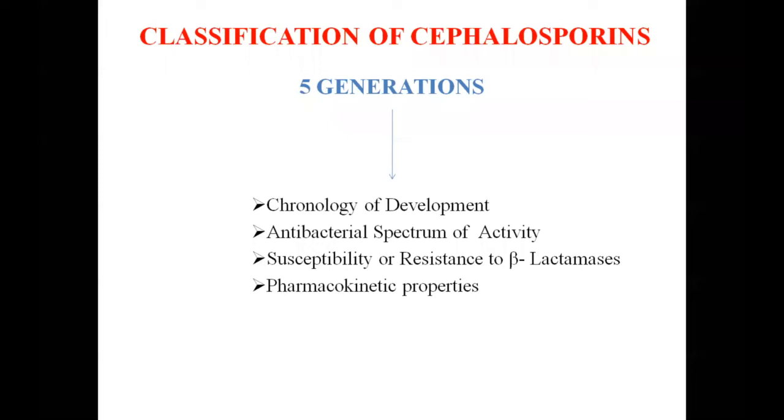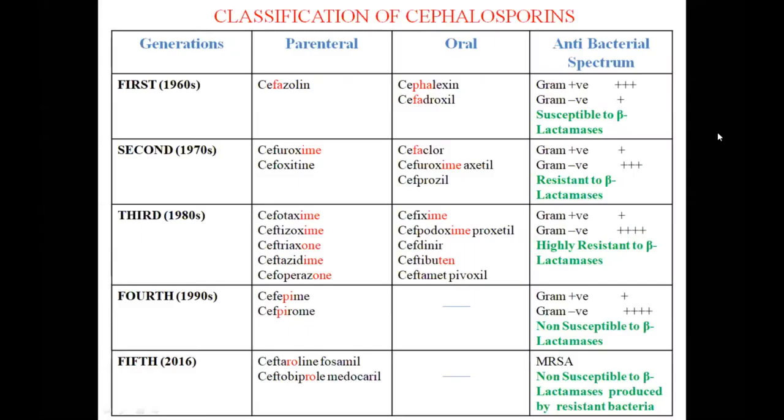Also, some of the cephalosporins have a division based on their pharmacokinetic properties. Some of them are effective orally, some by parenteral injections, some are not metabolized, some are excreted in the kidneys, some have a short half-life. So this broad classification of the cephalosporins is based on many pharmacokinetic properties. One by one we'll see all these five generations. So let us see the classification of cephalosporins.